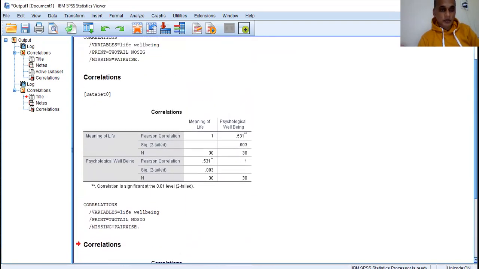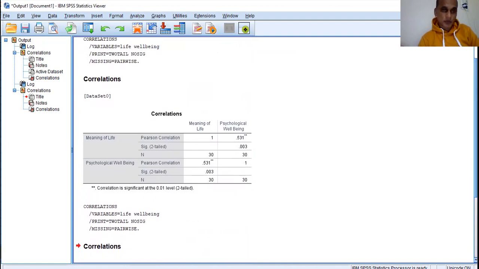And now let's look at one of them. This is the first one. Looking at the correlation here, it is quite easy to understand. We had two variables, meaning of life and psychological well-being. Now, the Pearson correlation is talking about meaning of life in comparison to meaning of life. And it will be a perfect correlation because the same two values are perfectly matching. But when it comes to meaning of life and psychological well-being, the value of Pearson correlation is 0.531 with a significance of 0.003.